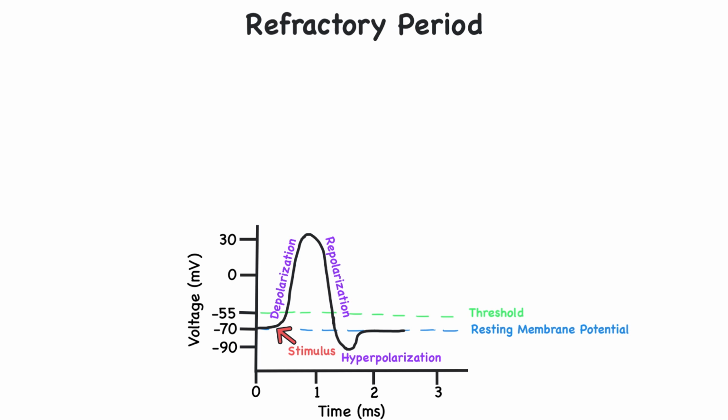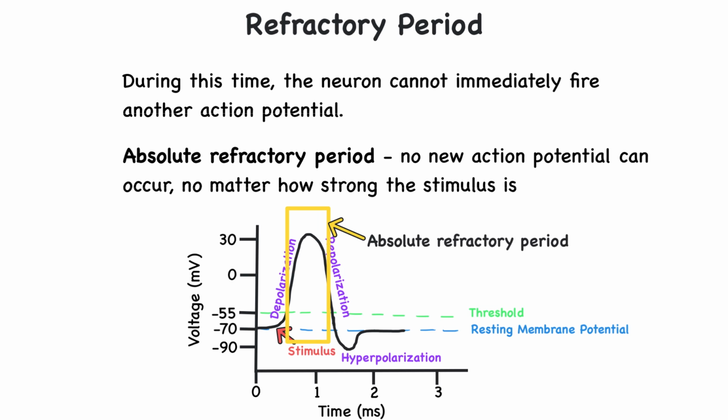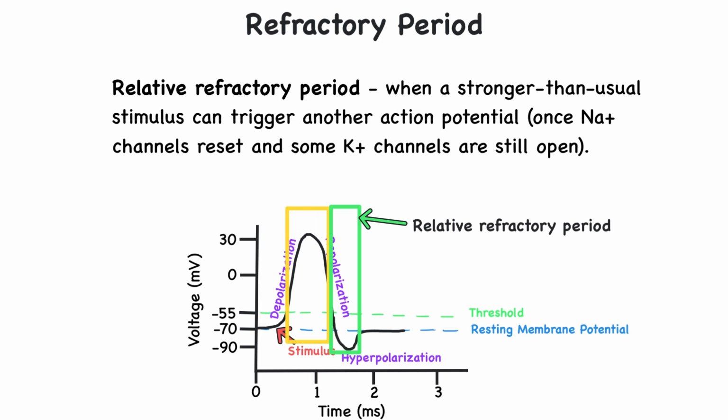The refractory period is right after the nerve impulse begins. During this time, the neuron cannot immediately fire another action potential. The absolute refractory period is when no new action potentials can occur, no matter how strong the stimulus is. This period occurs during sodium channel activation and inactivation. Inactivated sodium channels cannot reopen as they first need to return to resting state. The relative refractory period is when a stronger than usual stimulus can trigger another action potential once sodium channels reset and some voltage-gated potassium channels are still open.